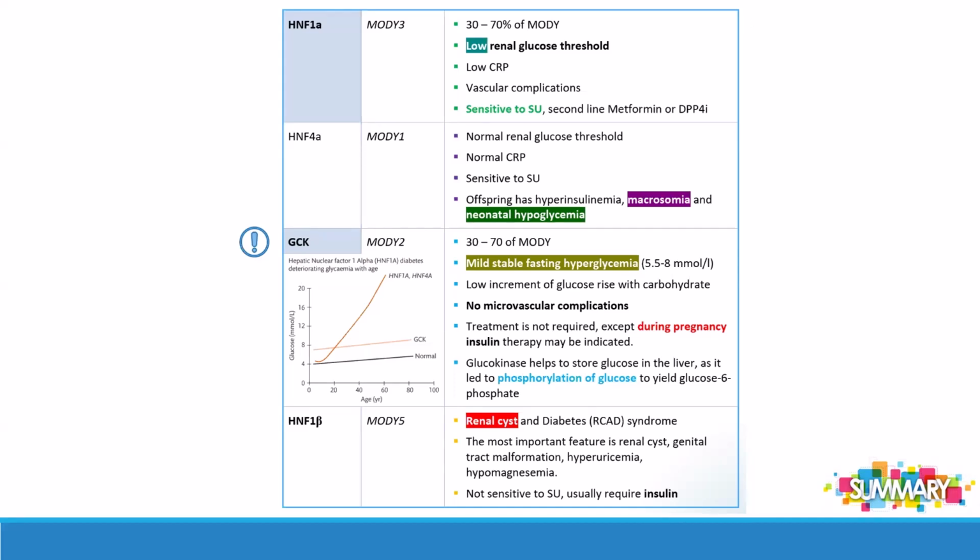So how do we differentiate between the different forms of MODY? It is very important. Low renal glucose threshold with HNF1 alpha, sensitive to sulfonylurea. There are vascular complications with low CRP. If we have a macrosomic baby with neonatal hypoglycemia, it is HNF4 alpha, sensitive to sulfonylurea with normal CRP and normal renal glucose threshold. Mild fasting hyperglycemia is glucokinase.